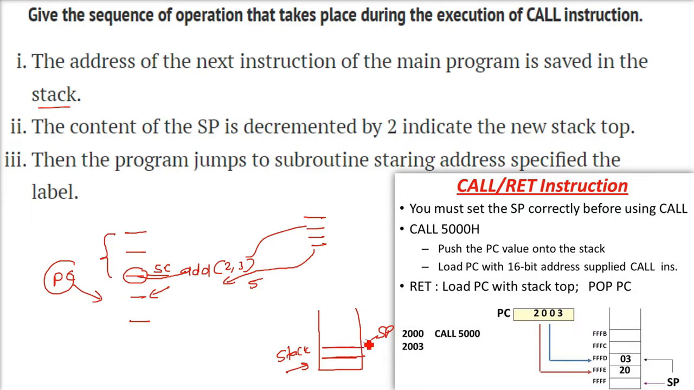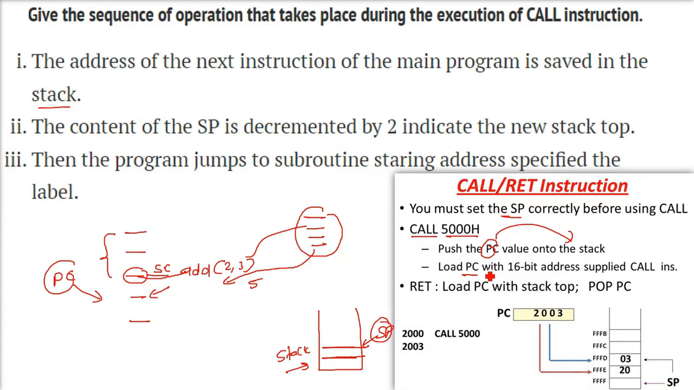And when you push it, the content of the stack pointer is decremented by 2, indicating the new stack top, because the stack always grows in the negative direction, from the lower part of the stack or the initial part of the stack pointer. Then the program jumps to the subroutine starting address specified by the label. I'll give you an example. See, CALL 5000H. First of all, the program counter has to be placed on the stack because we will need this later.